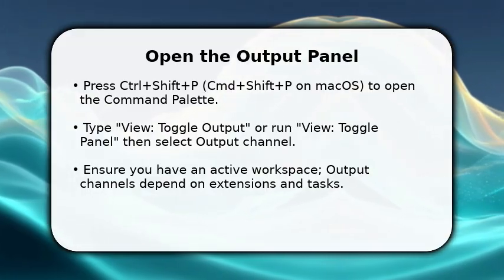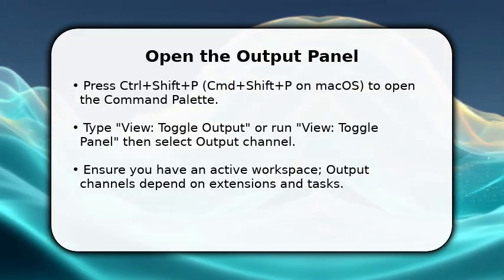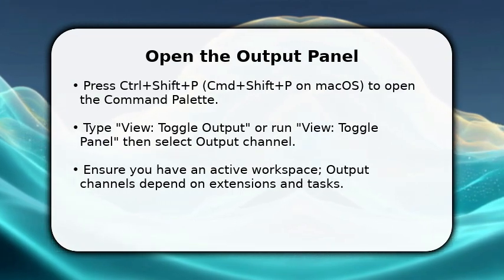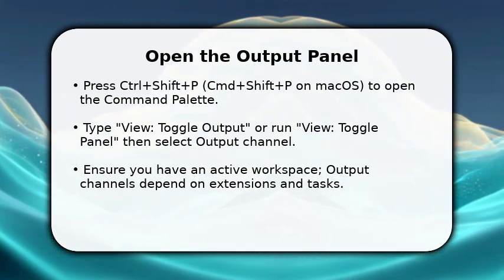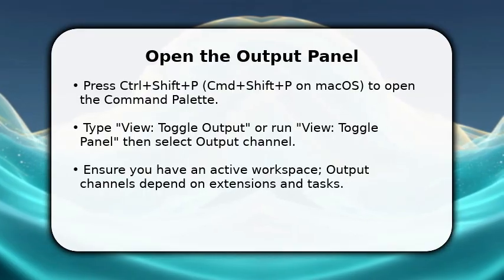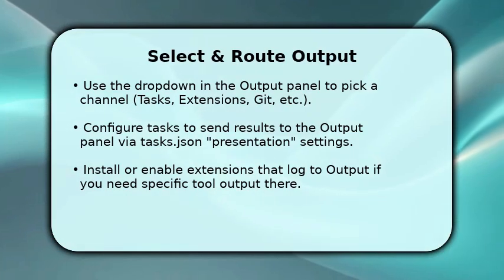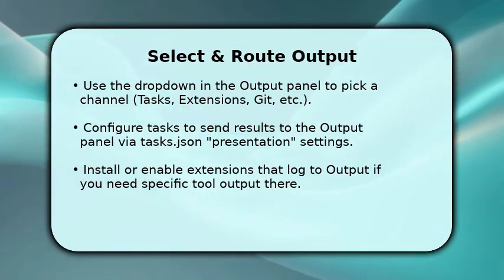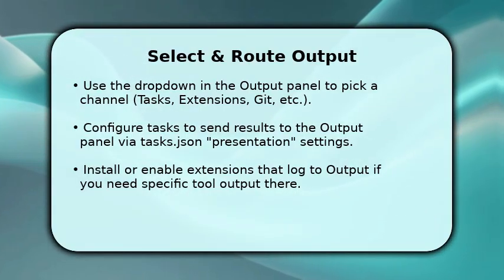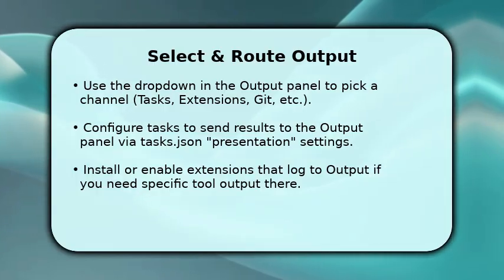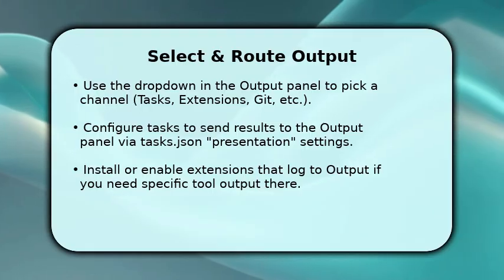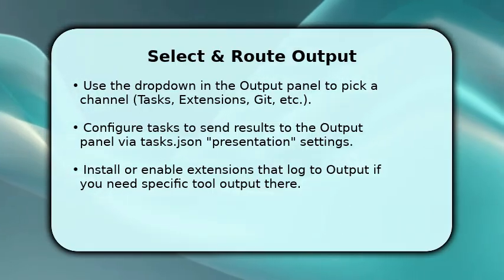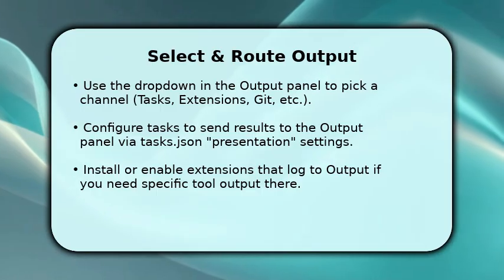If you want quick access later, note the panel stays available across sessions and will display channel-specific messages for builds, extensions, and tasks. Now you pick the right channel from the Output dropdown. For task output, open .vscode/tasks.json and add a presentation block with reveal: always, and ensure the task outputs to the panel that routes build and task results into Output.